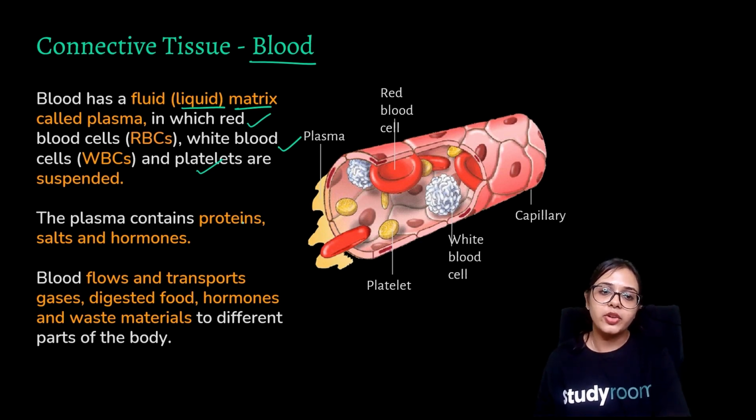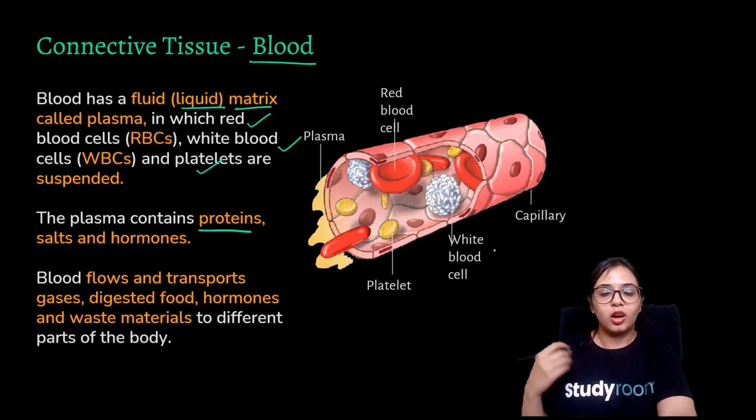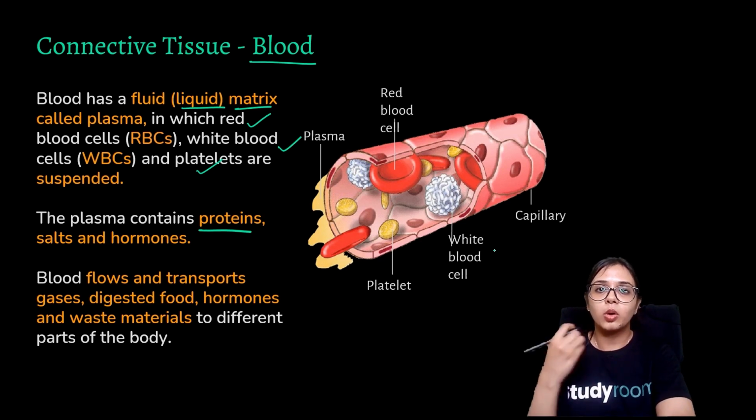Plasma, or the matrix, also contains proteins, salts and hormones. Blood flows and transports gases, digested food, hormones, and waste materials to different parts of the body. So the function of blood is basically to flow all around the body, and while flowing, it transports the food, the hormones, also waste, also digested food. So all those small secretions or absorptions that need to be done throughout the body are performed via blood.